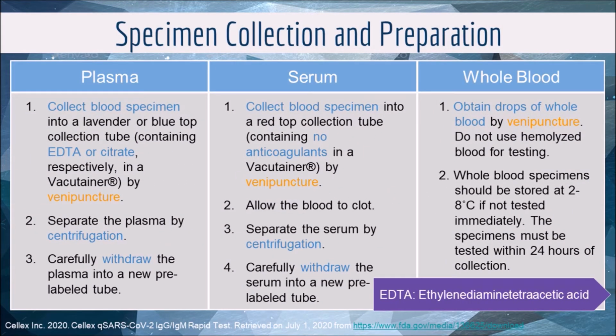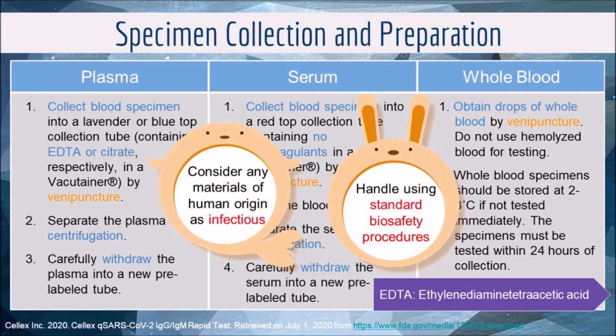And the first step will be the specimen collection and preparation step. The three types of specimen we use is the plasma, the serum, or the whole blood. And these three types of specimen will be collected by using venipuncture technique. Plasma will be collected into a lavender or blue top collection tube containing EDTA or citrate, while serum will be collected into a red top collection tube containing no anticoagulants. And these two types of specimen will be separated by centrifugation and then withdrawn into a new tube.